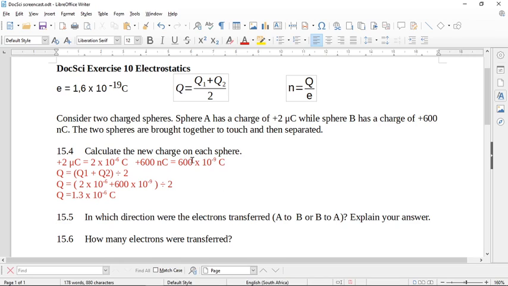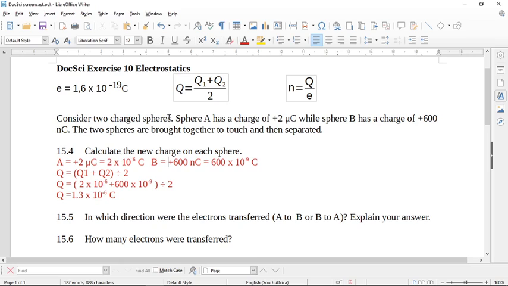Okay, I know both of these are positive overall, but it means they've both lost electrons. Which one has lost the most electrons? Which one has lost the least electrons? If you look at these numbers here, it's easier when they're both in the same unit, as in coulombs. This one's 600 times 10 to the 9 coulombs. This is 2 times 10 to the negative 6 coulombs.